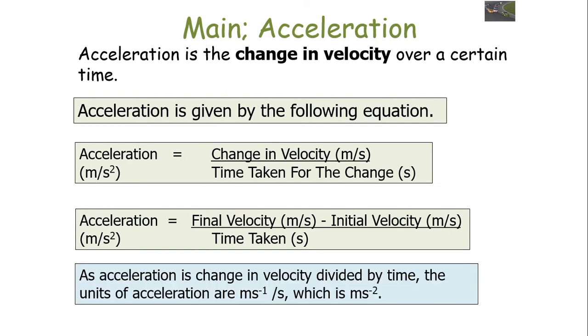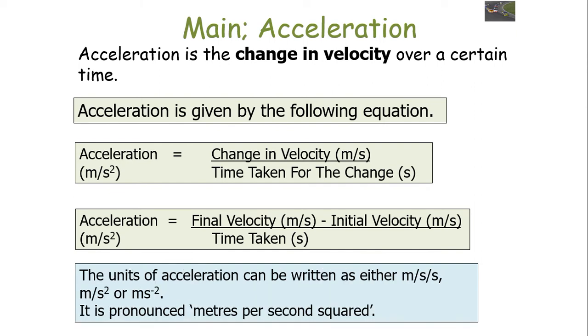Now if you look, the units for velocity are meters per second, the units for time are seconds, so the units for acceleration are going to be the units of velocity divided by the units of the time, so it's going to be meters per second divided by seconds, which is written as meters per second squared, or m s^-2. Now you can write it as m/s/s, m/s squared, or m s^-2. Now any of those are fine to use in an examination and in real life.